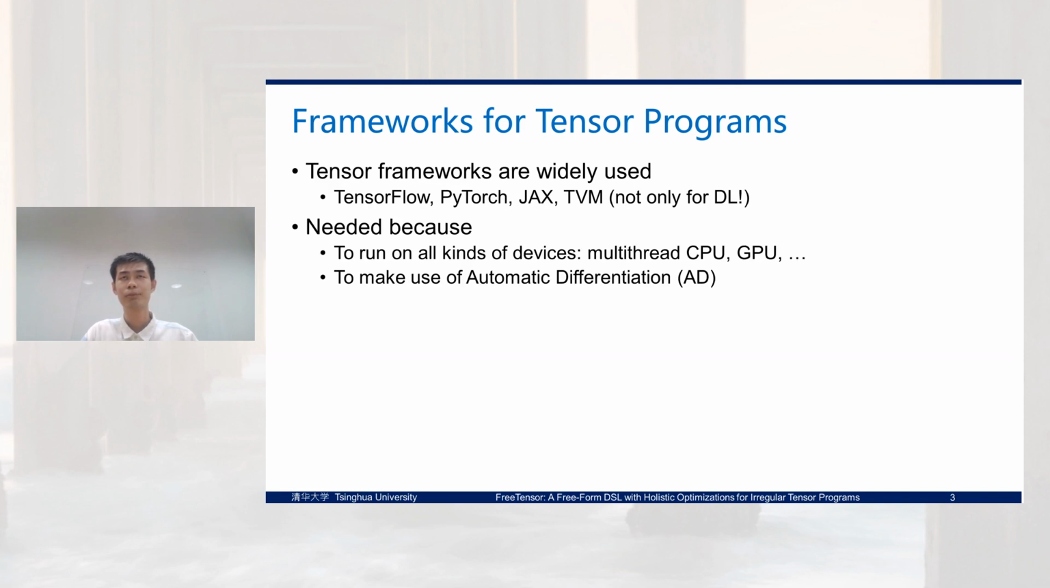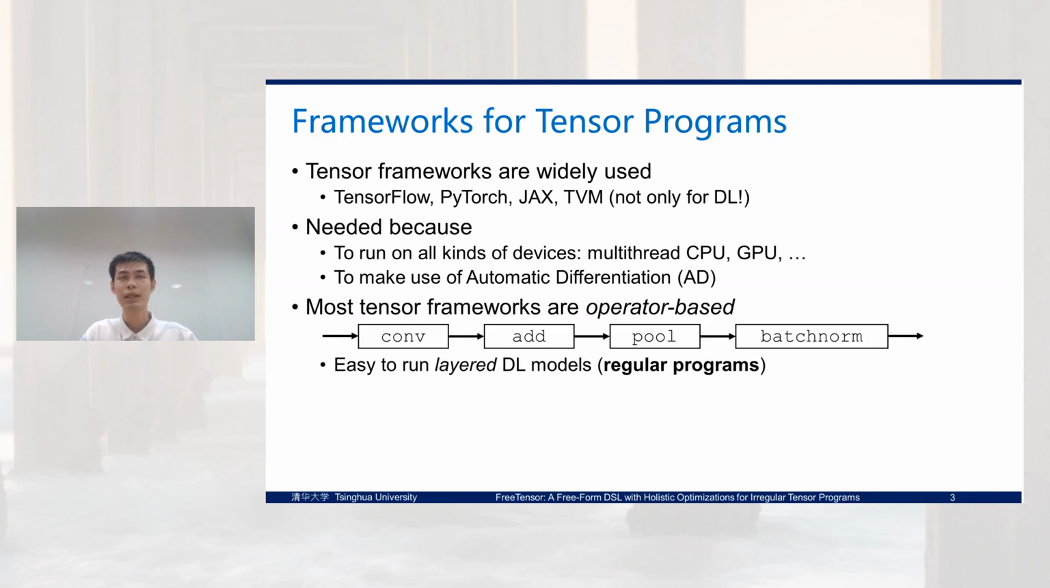Tensor frameworks provide two critical features. First, they can run tensor programs on many kinds of devices, from multi-thread CPUs to GPUs. Second, they can be used for automatic differentiation, or AD, which is necessary in many cases, for example, to train a deep learning model. Currently, most tensor frameworks are designed in an operator-based manner.